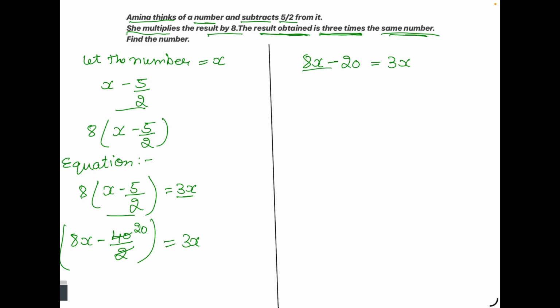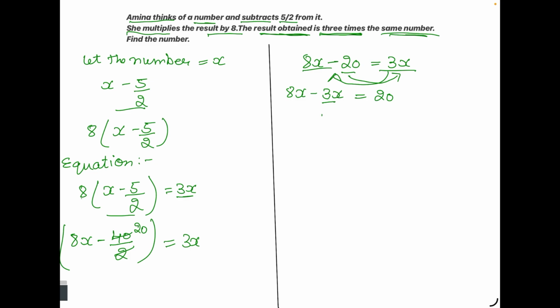Now we will bring the variables to one side and numbers to the other side. So the equation will become 8x minus 3x. Why 3x? Because when we shift the positive 3x to here, it will change to the negative, and when we shift negative 20 to this side, it will become positive. So our equation is 8x minus 3x is equal to 20.